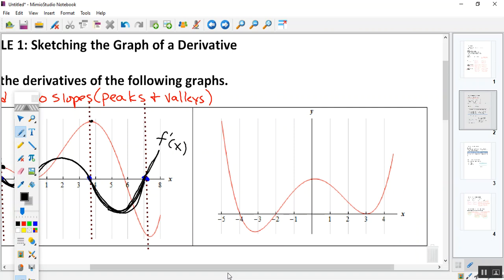Got something sketched out there, maybe check with someone on there, see if you agree. But if you do disagree, talk about what you disagree about, okay? I'm going to do something different on this next graph. It might help you see it better too.